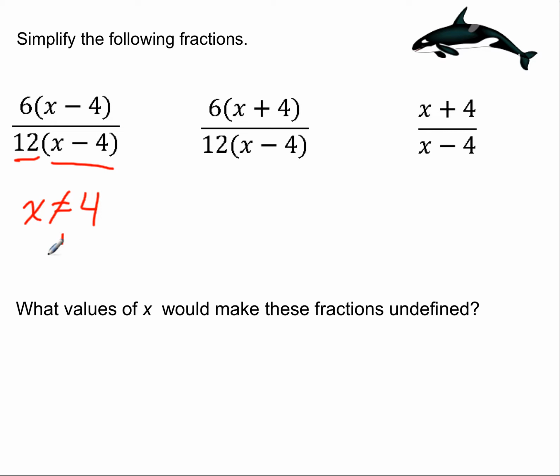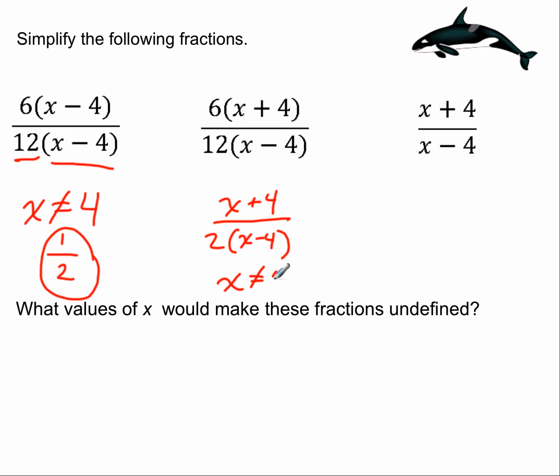So the answer to this question is 1/2 is the simplified version, but x cannot equal 4. Both are part of my answer. The answer for this one, remember, was x plus 4 over 2 times x minus 4. But looking here, the only thing that is going to cause this denominator to go to 0 is that x cannot equal 4, same as the one before.